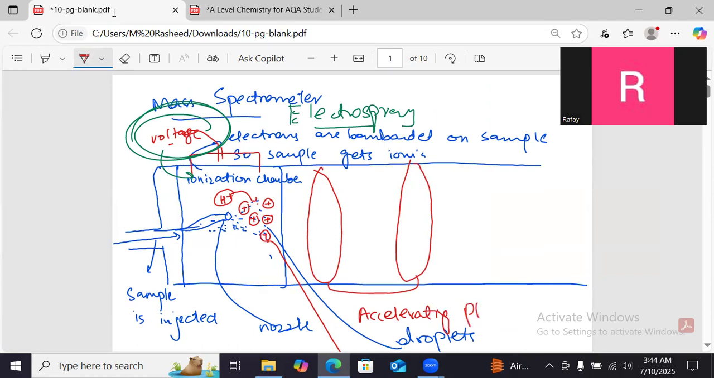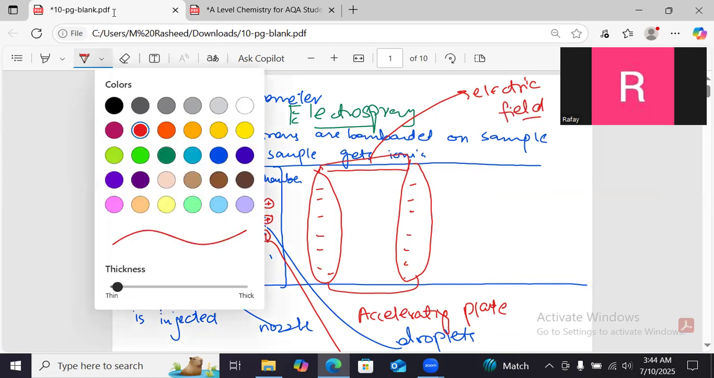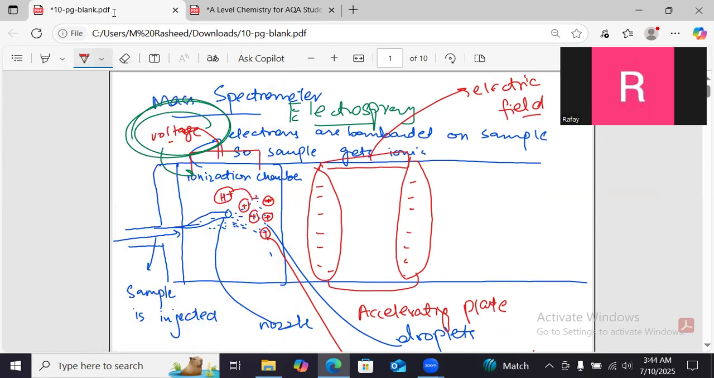Accelerating plates have negative charge. They are negatively charged, and these are connected with an electric field. Electric field, or you can say voltage, is applied. So definitely voltage is causing an electric field. So the positively charged ions that were formed in the ionization chamber are attracted toward the accelerating plates. You know, negative attracts positive, right? So these positive ions, due to opposite charge, are attracted toward the accelerating plates.